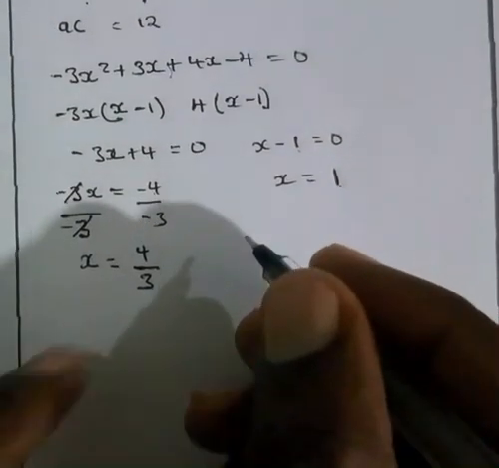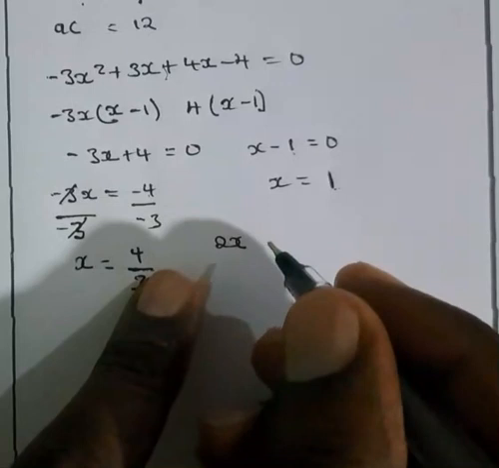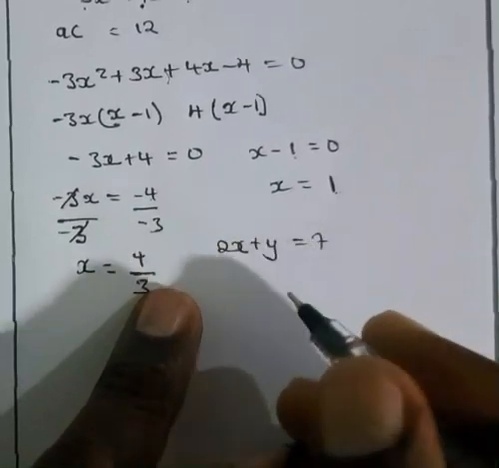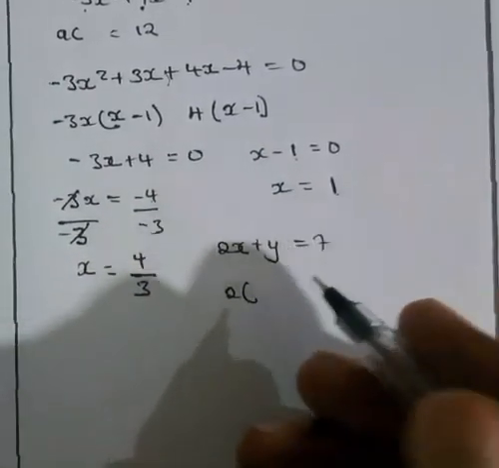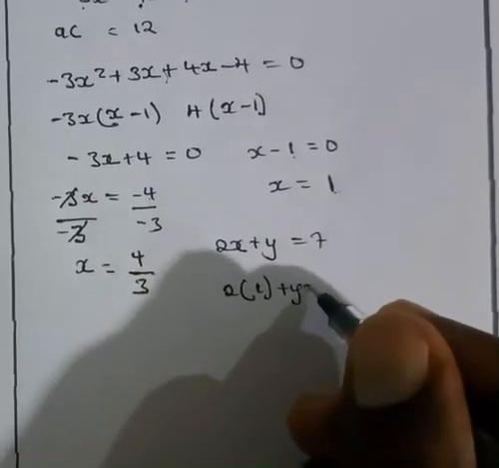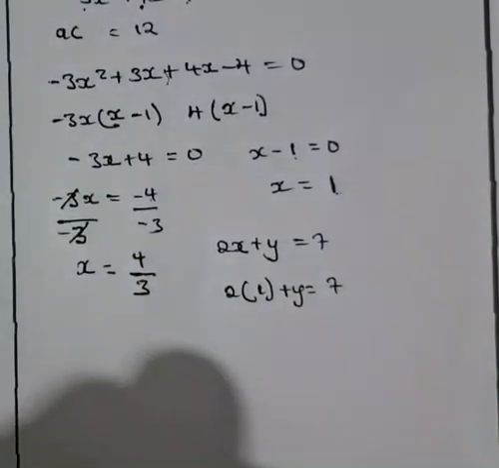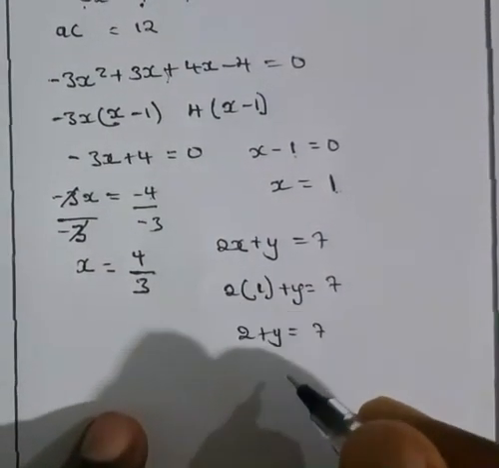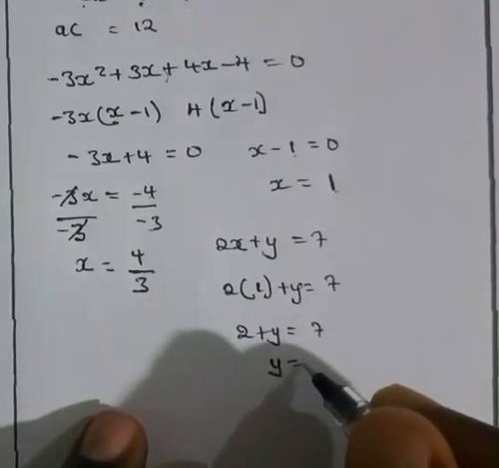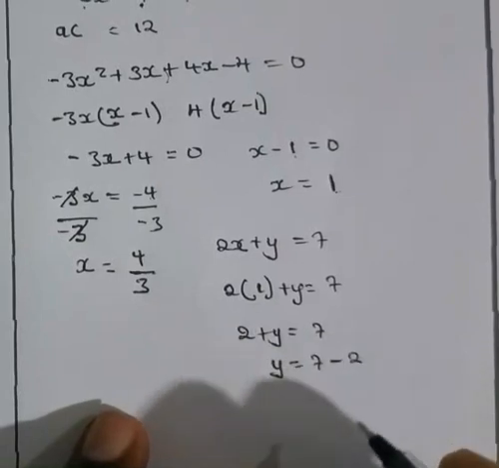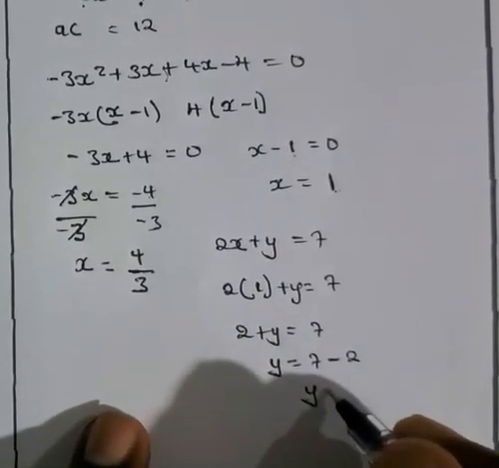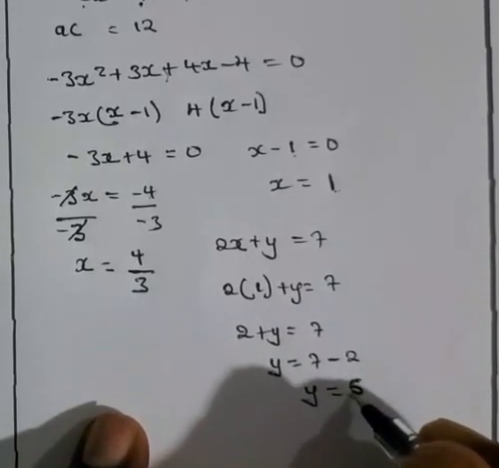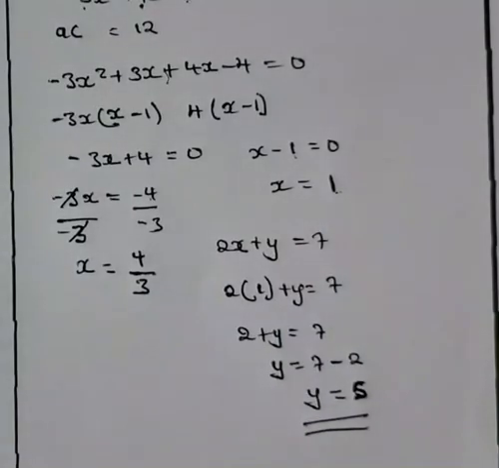So our equation is 2x plus y is equal to 7. So 2, where there is x, we put 1, plus y is equal to 7. Then 2 times 1, it's 2, plus y is equal to 7. So making y the subject, y is equal to 7 minus 2. Finally, we say y is equal to 5. So that is the value for y when x is positive 1.